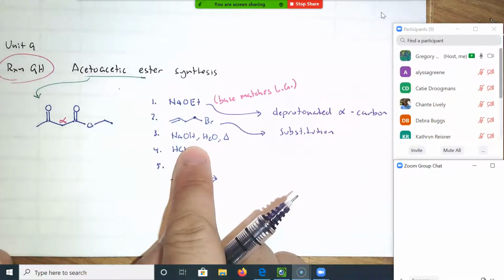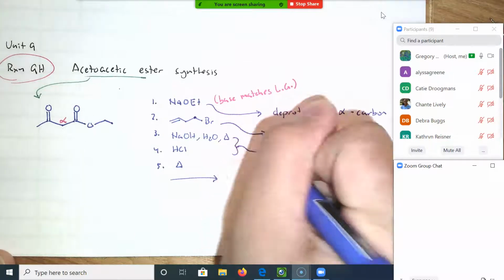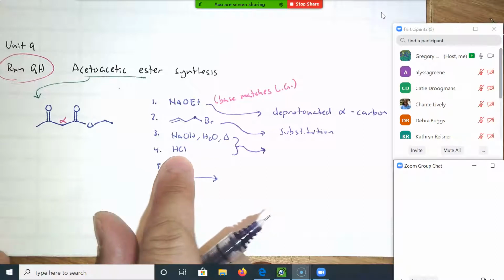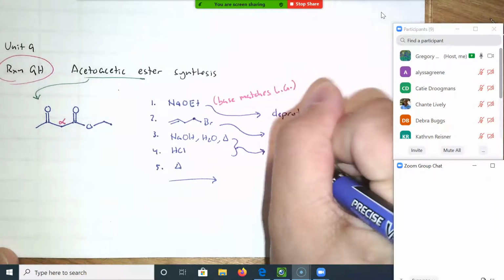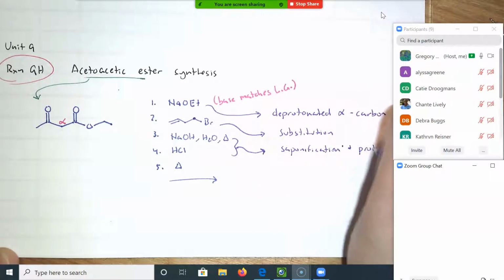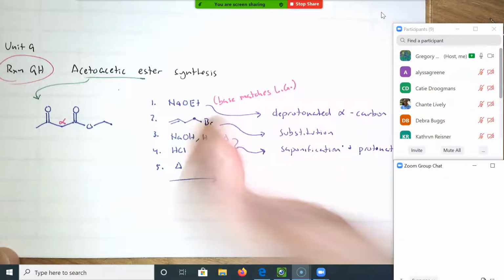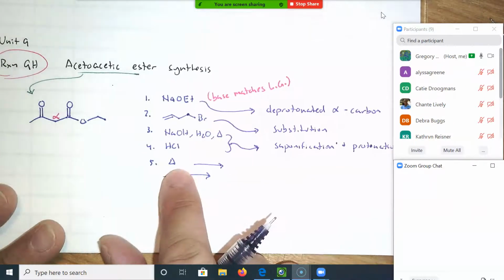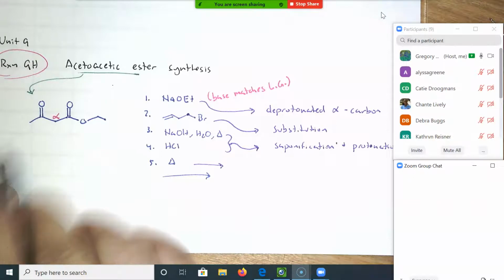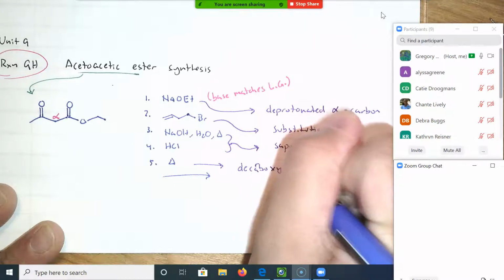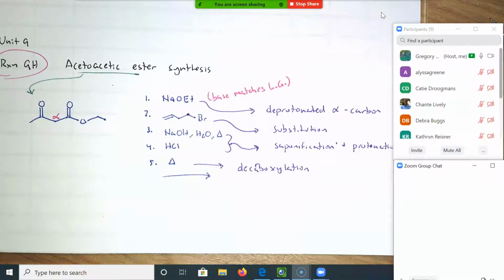I mentioned this was saponification, but then we're going to protonate. So we're going to saponify and then protonate, but that ultimately will give me a carboxylic acid. This is saponification and protonation. And remember what the last reaction is? You're going to heat this carboxylic acid that has a beta keto. This is decarboxylation. All right, hopefully you have those notes.